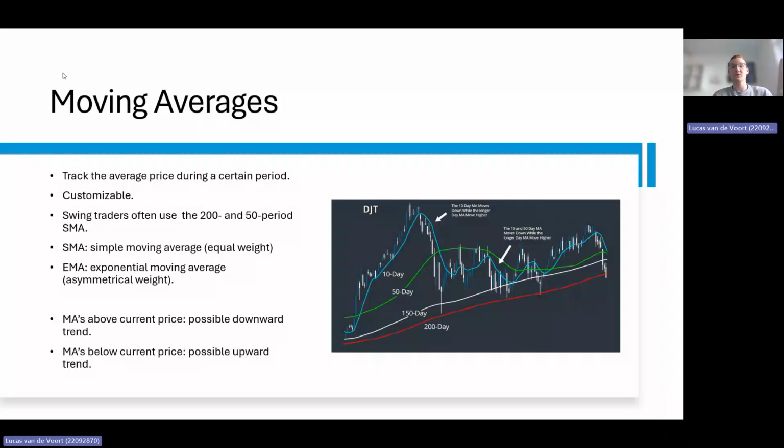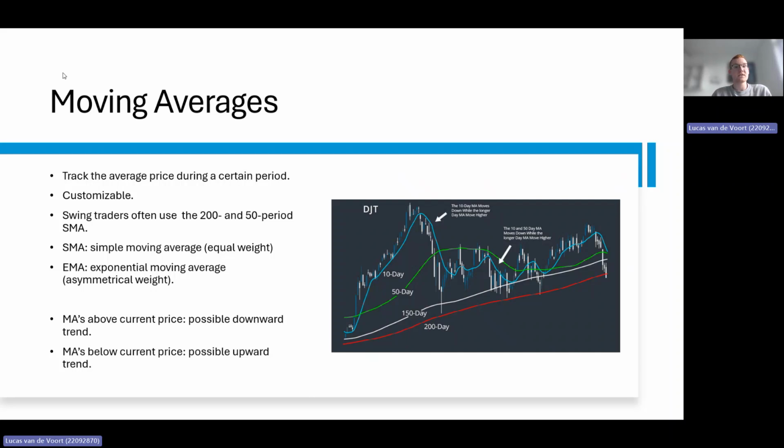There are two kinds of moving averages. You have simple moving averages, where all the data points have an equal weight. And then you have exponential moving averages, EMAs, where the more recent data points are weighted heavier to make them a bit more responsive to new data.